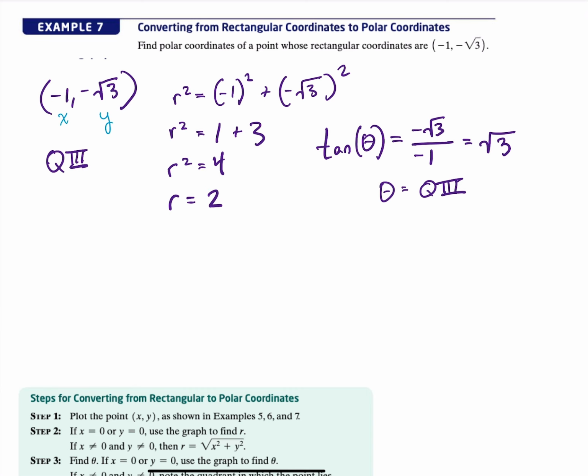So we're in quadrant 3, and it's one of the pi over 3 angles. So that must be 4 pi over 3, and not pi over 3. That would be in the first quadrant. So our coordinate point will be positive 2, 4 pi over 3.